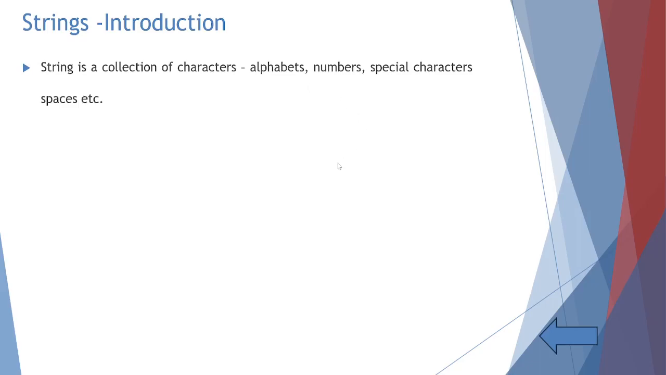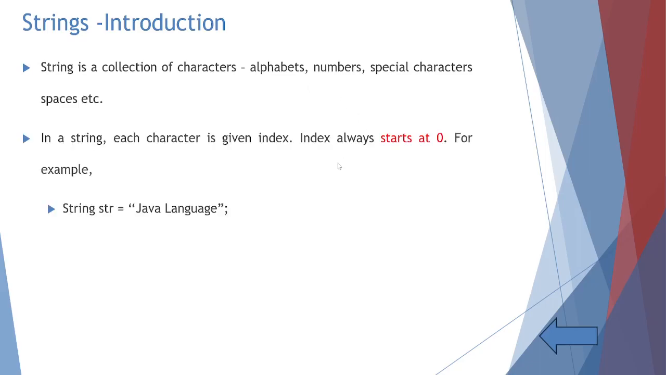String is a collection of characters. We know that already. And each character is given an index. Index always starts at 0. For example, String str equals "Java language". In this, str is an object of class String and it stores Java language as its value.